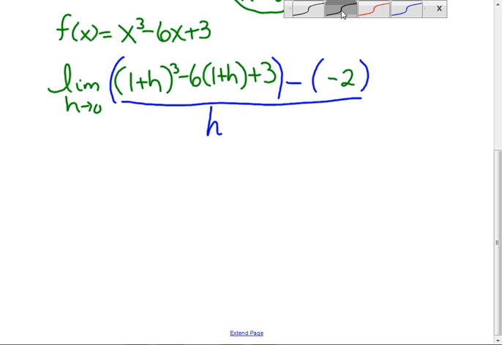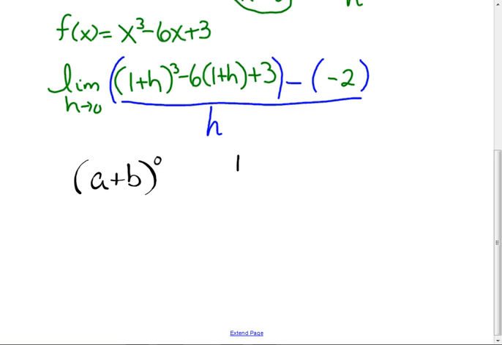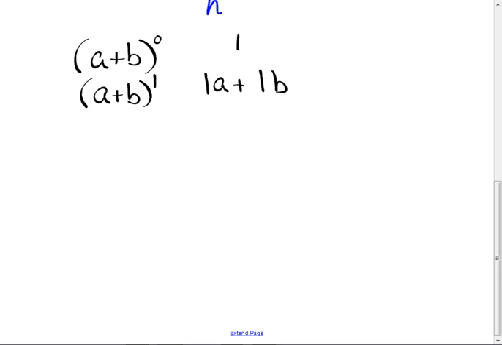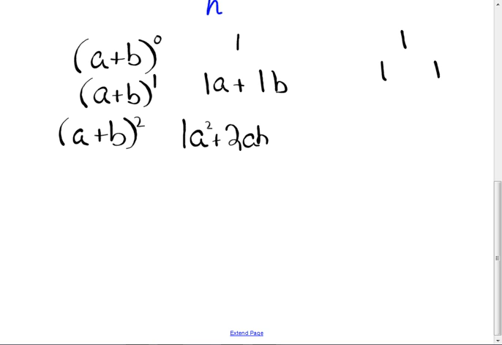This is Pascal's triangle. If I have a plus b to the 0, I just get 1. If I get a plus b to the first power, I get 1a plus 1b. So the coefficients are 1, 1, and 1. And if I do a plus b squared, I get 1a squared plus 2ab plus 1b squared. And the coefficients, remember what coefficients are, right? They're the numbers that precede the letters. 1, 2, 1. So when I do a plus b cubed, I don't have to do any work.